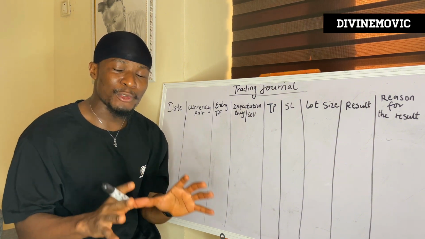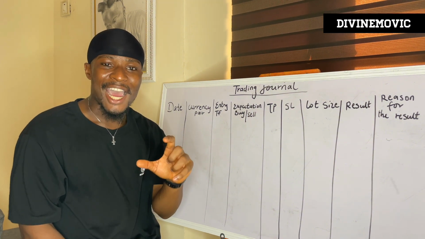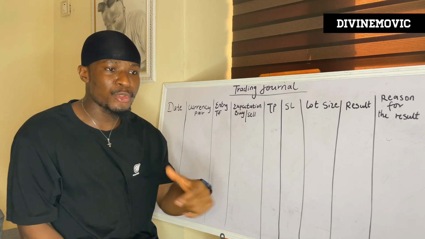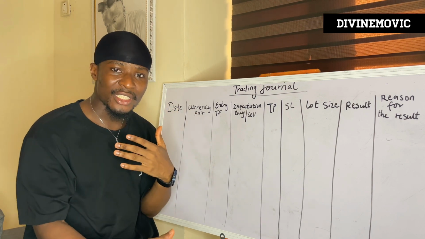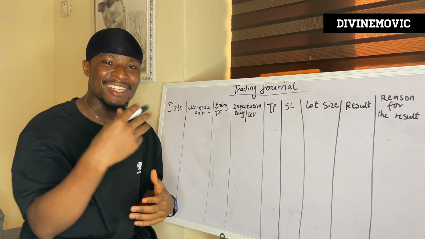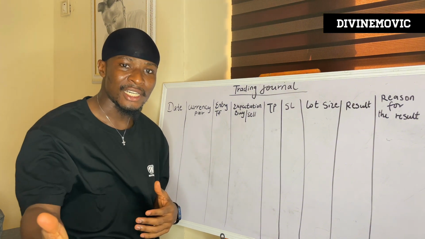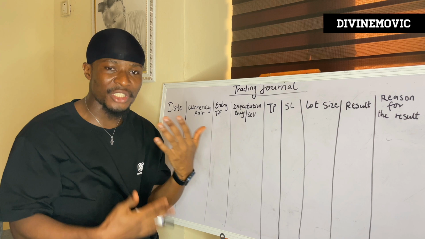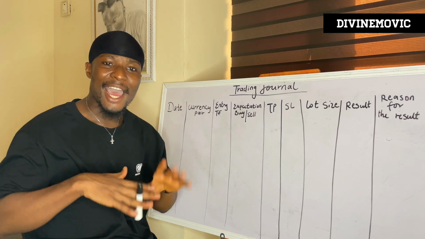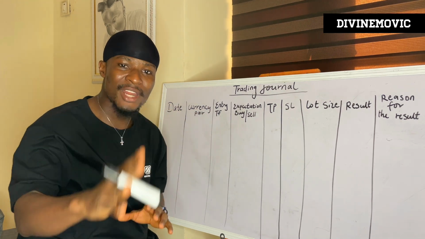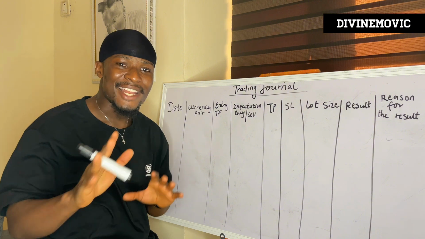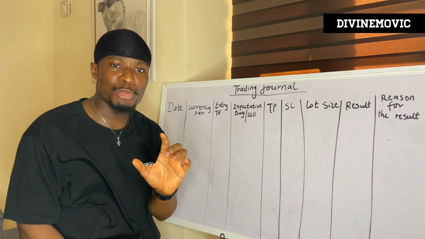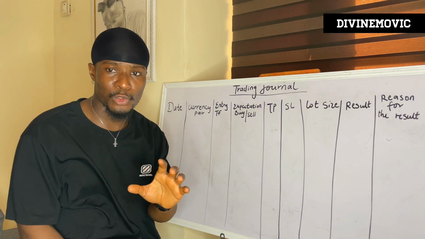Now the most important aspect of trading is journaling. Why it's important is because it helps you to reanalyze your trade, take the feedback, and improve your next trade. Let me recap. The importance of a trading journal is for you to be able to reanalyze your trade, take the feedback, and improve your next trade. Now, how do you journal correctly? I'm going to be showing you how to journal correctly in this video.